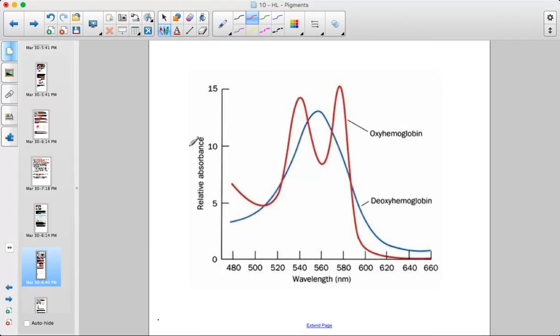And this is just a little graph showing absorbance, and it's showing that there are different wavelengths of light that are going to be absorbed when hemoglobin has oxygen bound to it or not, and that changes the color of blood depending on if it's oxyhemoglobin or deoxygenated hemoglobin.